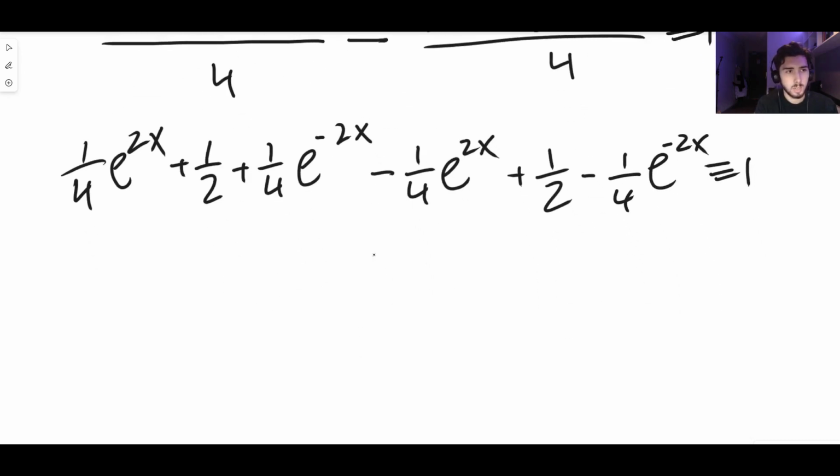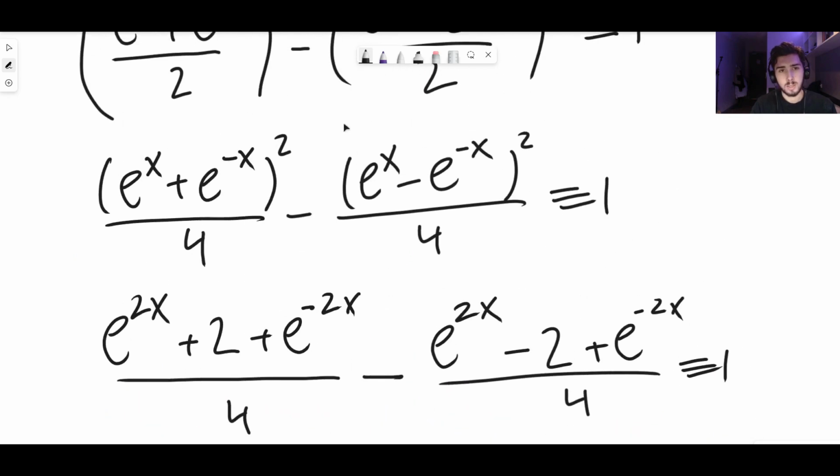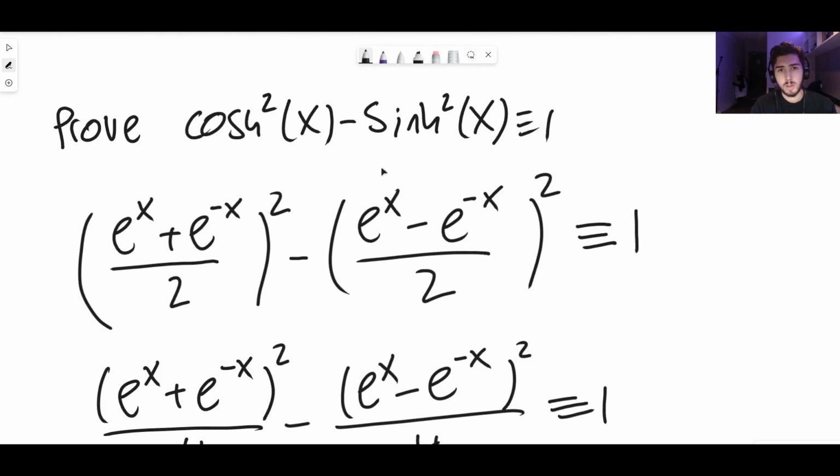And then we can clean this up by quite a lot, and everything should more or less cancel out. So 1/4 e to the 2x cancels out with the minus 1/4 e to the 2x. 1/4 e to the minus 2x cancels out with the minus 1/4 e to the minus 2x. And we just get left over with a half plus a half, which is 1. So 1 is identical to 1. Therefore, we've proven the identity that cosh squared minus sinh squared is identical to 1. Okay, that one has been proven.